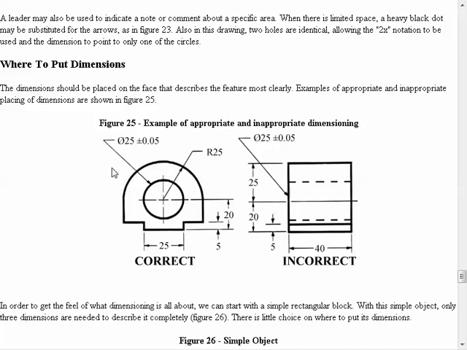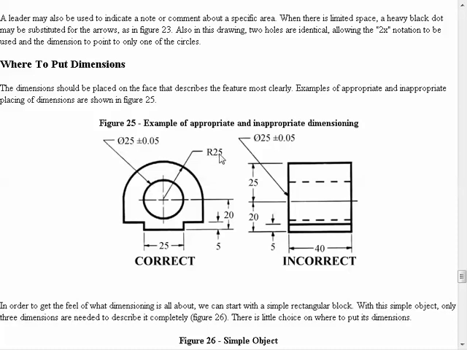We should put them where they really show up most physically and most clearly, like holes should be dimensioned, or circular things should be dimensioned in the view where they look like a circle. Okay, and sometimes we dimension diameters. This says a diameter of 25.